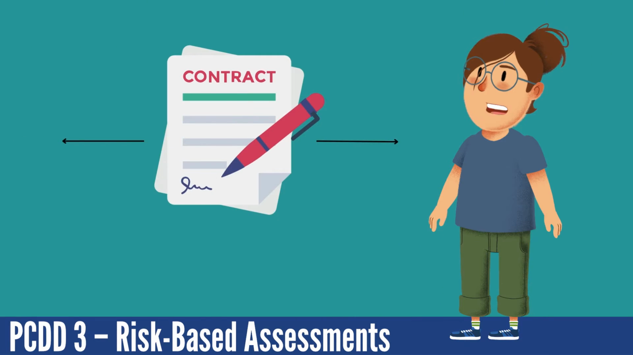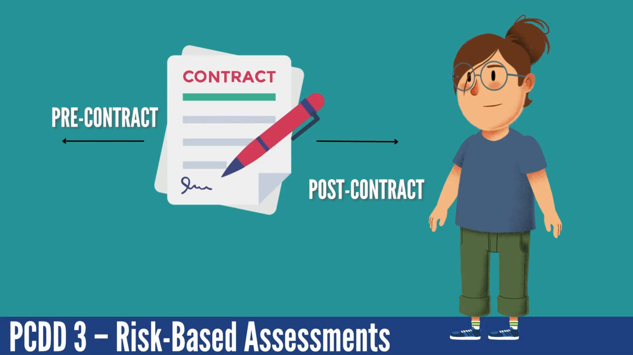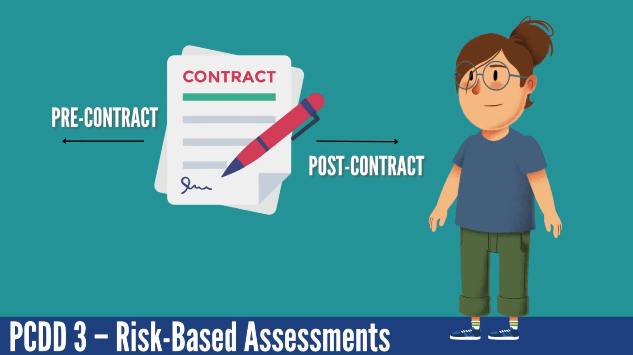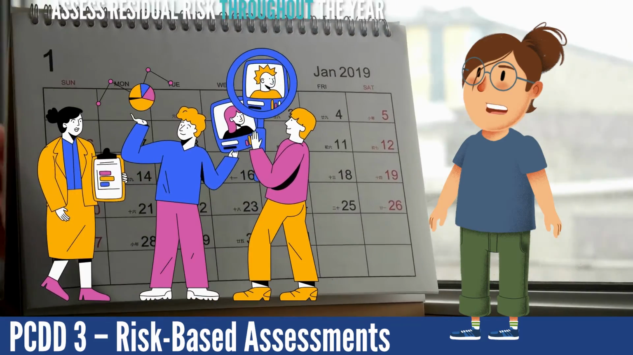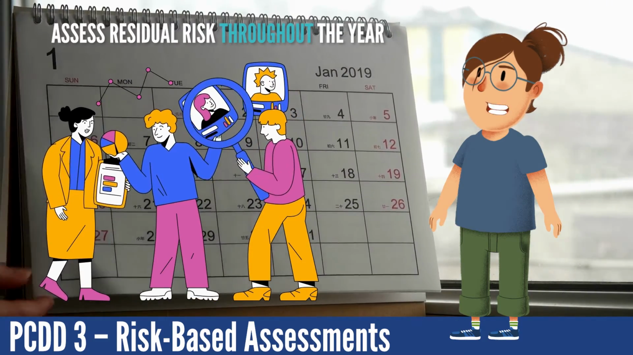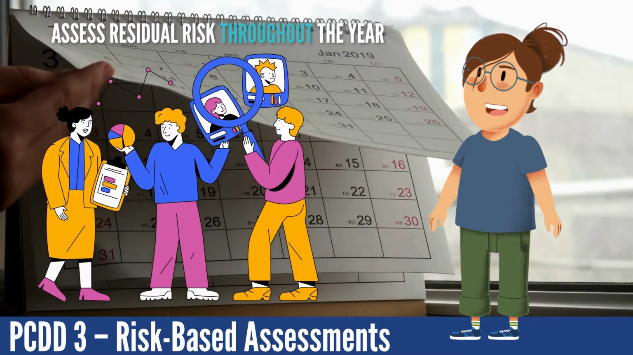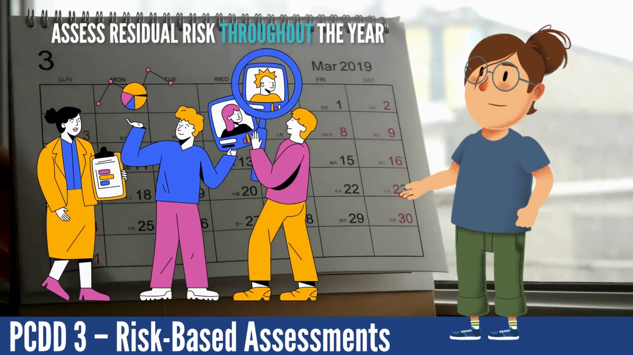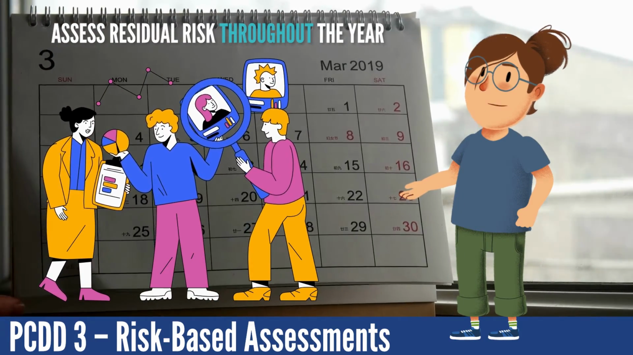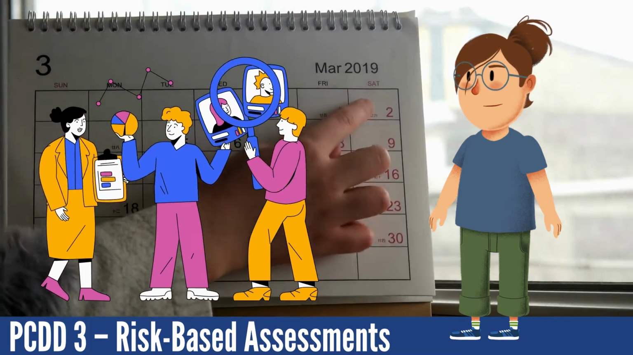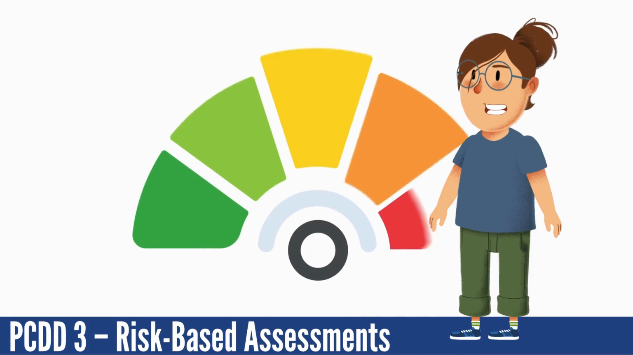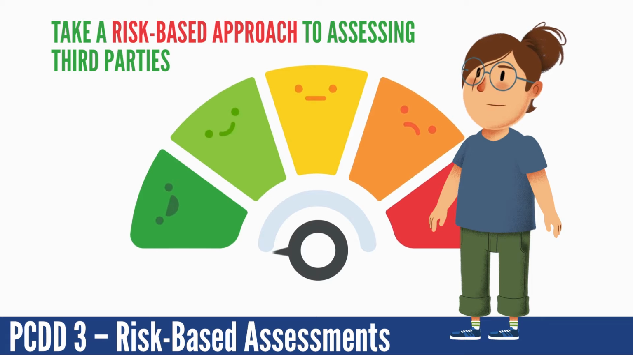Residual risk is measured during the pre-contract and post-contract or continuous monitoring phases. It should not be assessed once per year, but instead assessed throughout the year using a variety of risk-based mechanisms. This ensures your organization maintains a comprehensive view of their third-party risk landscape and can proactively mitigate risk that is identified. It is important for organizations to take a risk-based approach to assessing their third parties.